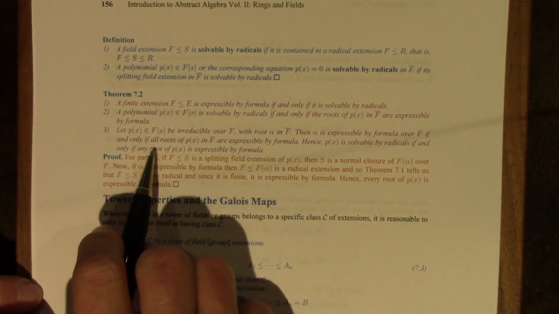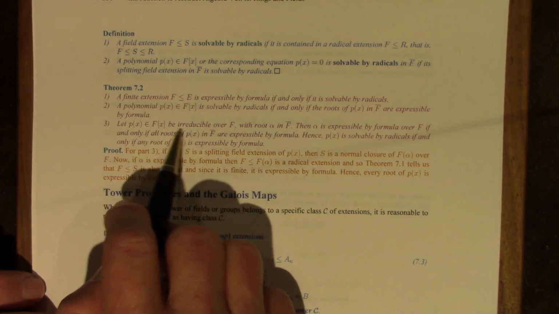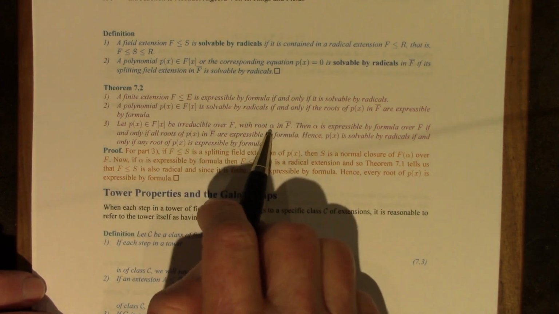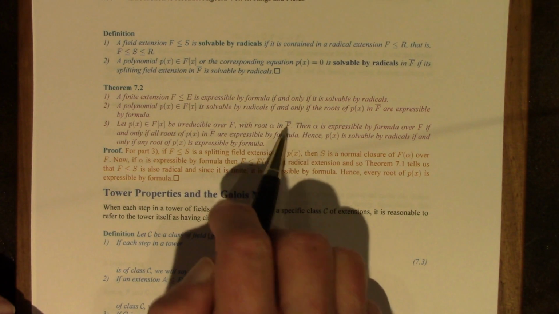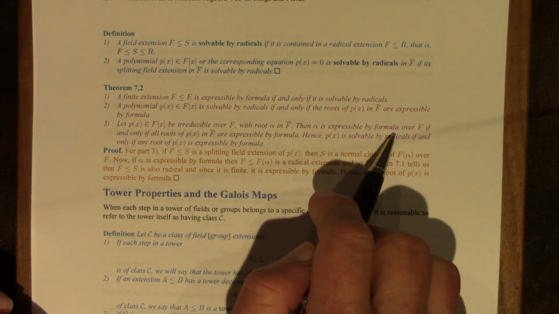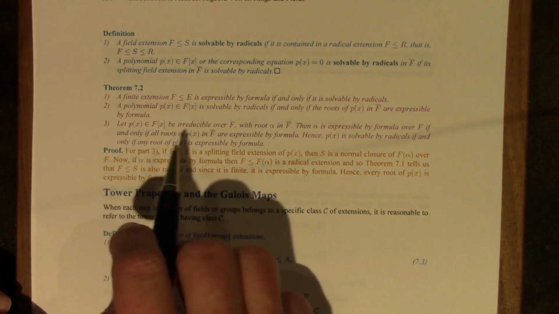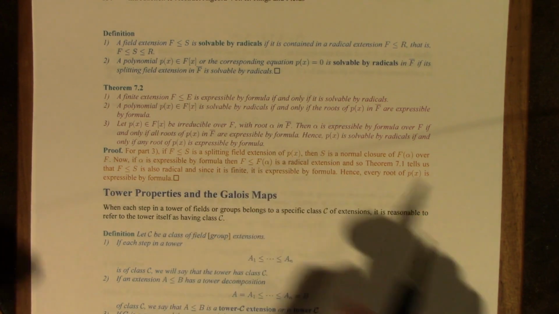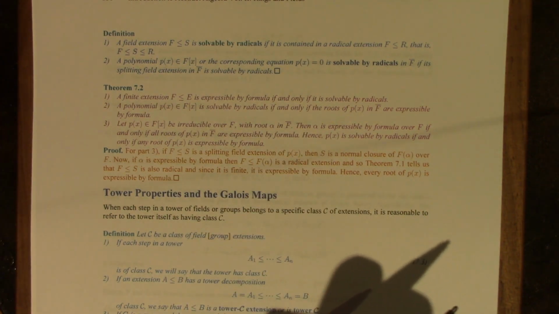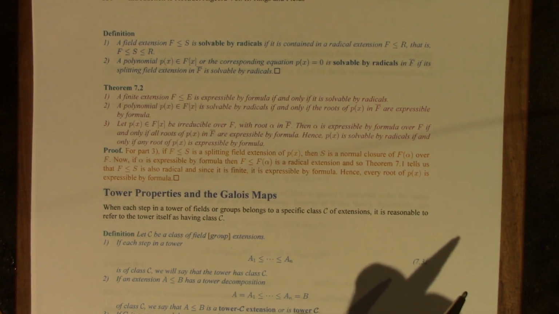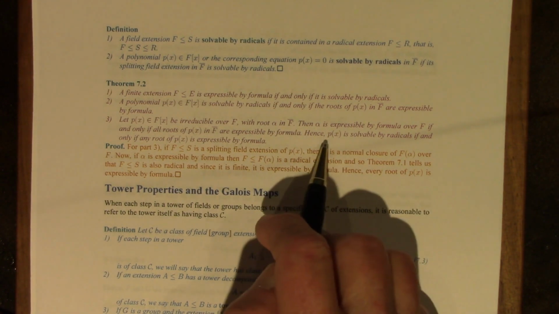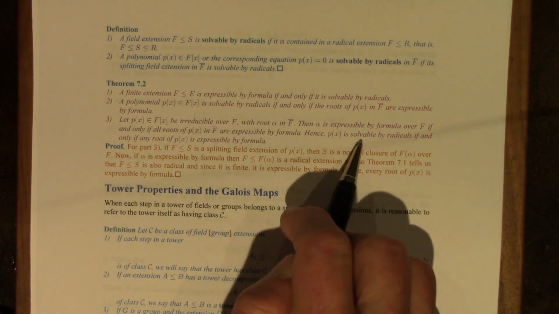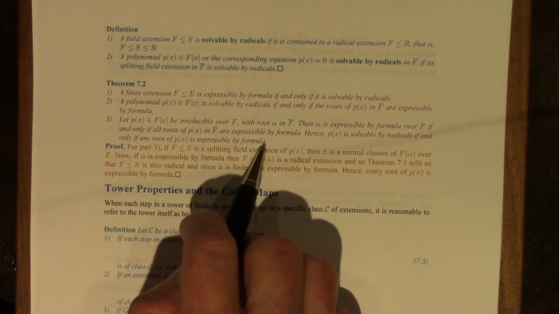I don't think part 3 here I discussed earlier in the course, so let p of x be an irreducible polynomial over F with a root alpha in F bar. Then alpha is expressible by formula over F if and only if all of the roots of p of x in F bar are expressible by formula. So this is an all or nothing situation. All the roots are expressible by formula or none of them are. Hence, p of x is solvable by radicals if and only if any root of p of x is expressible by formula.